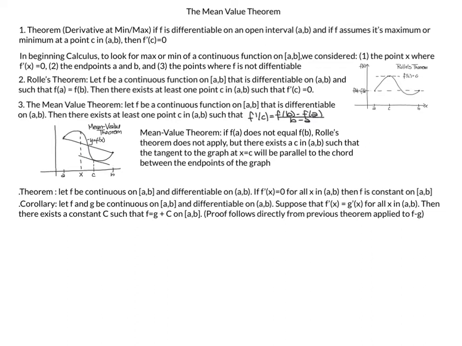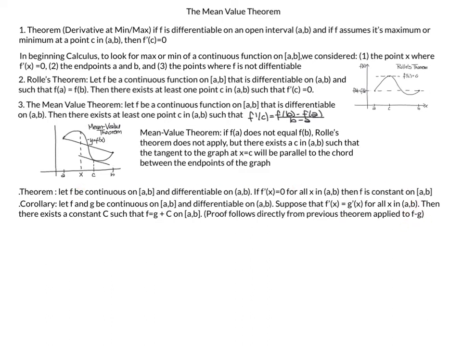And from this theorem, we can prove this corollary. If f and g are continuous on the closed interval [a,b] and differentiable on the open interval (a,b), and if f prime of x is equal to g prime of x for all x in (a,b), then there exists a constant c such that f is equal to g plus c. And the proof follows directly from this previous theorem, and you apply it to f minus g.